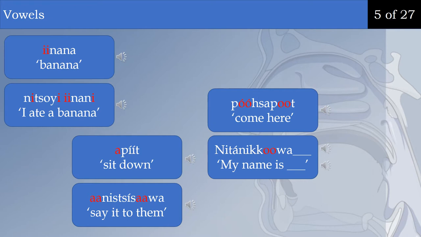Those are the basic vowels of Blackfoot. Now, let's look at the consonants. We'll start by looking at the stops.